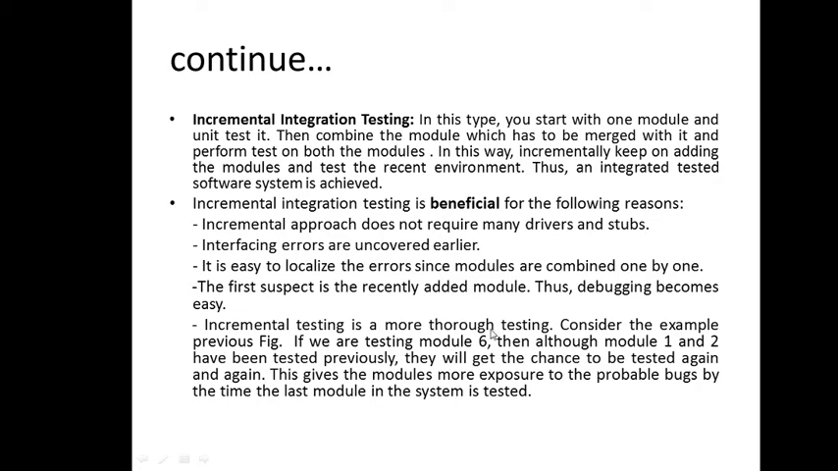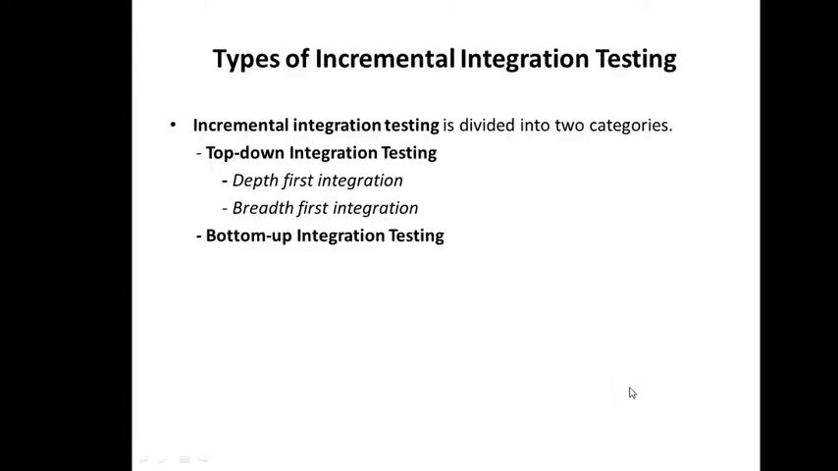Incremental testing is more thorough testing. More thorough testing means each time you are adding something, you need to test the entire system. Remember, whenever we make a change, we have to test the complete system again and again. So we are going to test the system a number of times, and the probability of identifying the error becomes more.